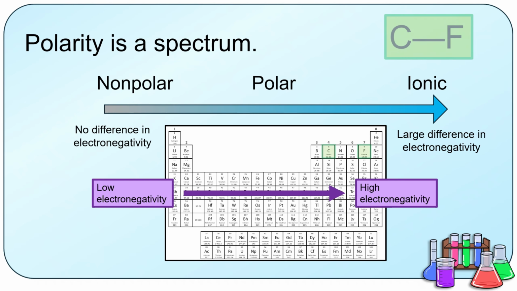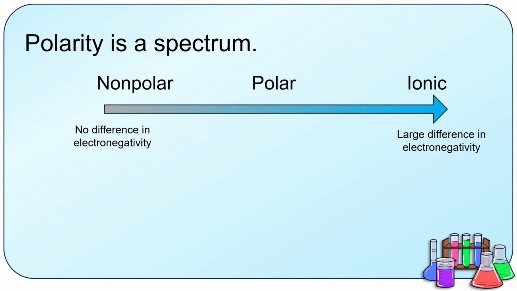If you have atoms that are neighbors, especially from different groups, you'll likely have a polar bond such as the one between carbon and fluorine. If you have atoms from opposite sides of the periodic table, such as lithium and fluorine, you'll have an ionic bond. The more toward the ionic side your bond is, we say that the ionic character increases.